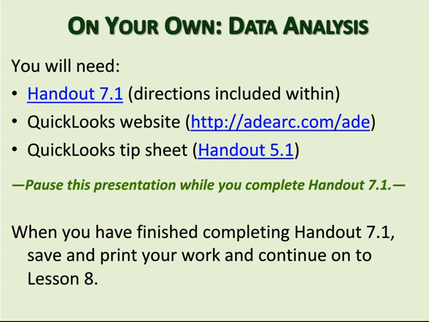Now open Handout 7.1 as well as the Quick Looks website in a new browser window. You may also find it helpful to reference Handout 5.1 for reminders of how to navigate the Quick Looks site. Follow the directions provided in Handout 7.1, choosing your district and a course that is relevant to your work. The first 2 pages of Handout 7.1 contain instructions for how to import an image from the Quick Looks website and examples of how to make corresponding data statements and summaries, information which you will use to complete Handout 7.1.